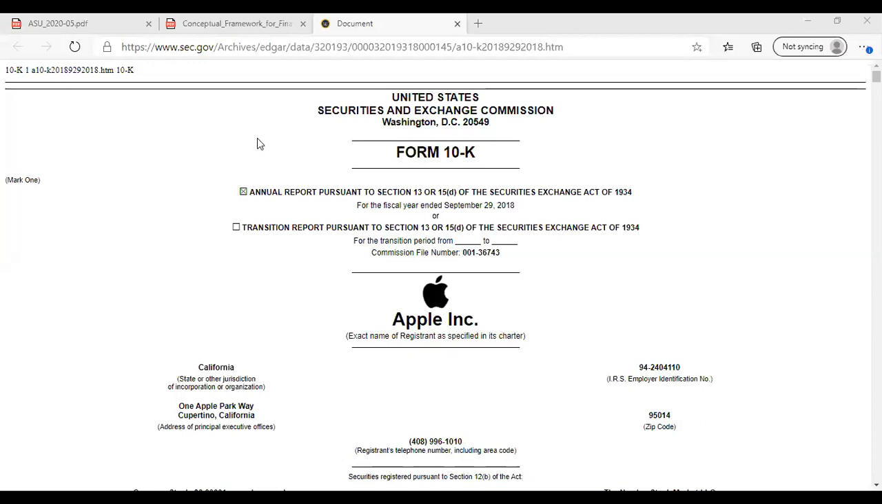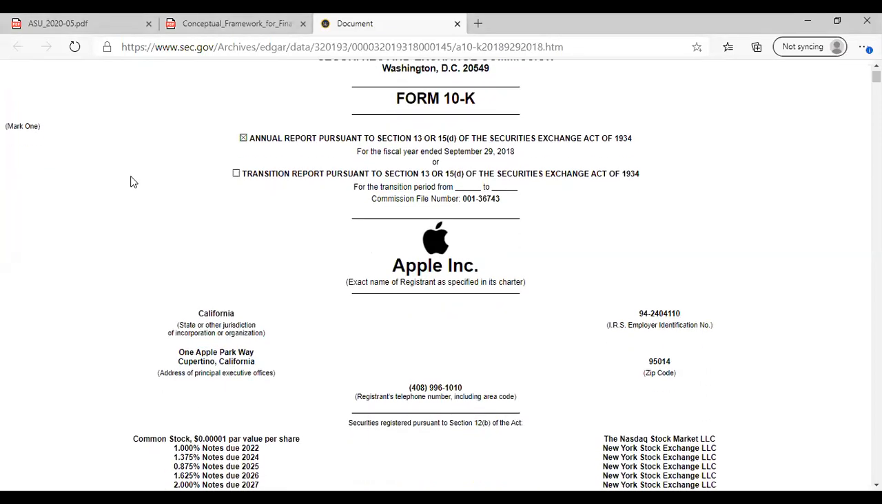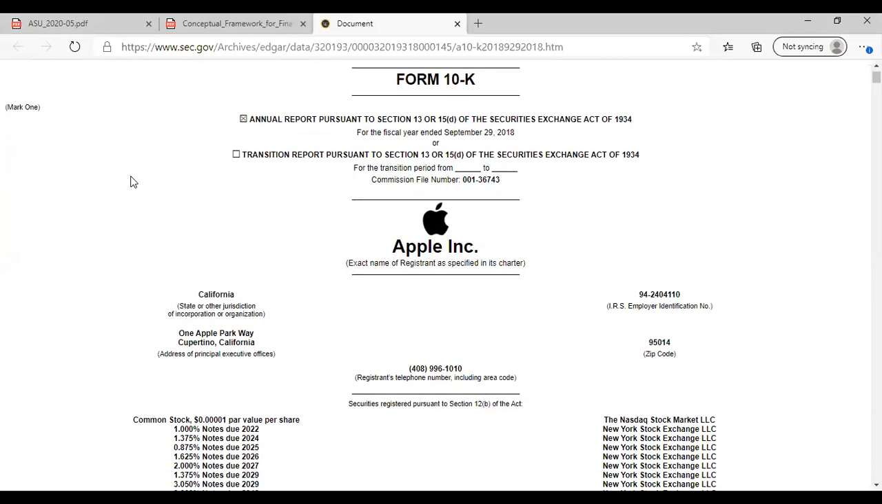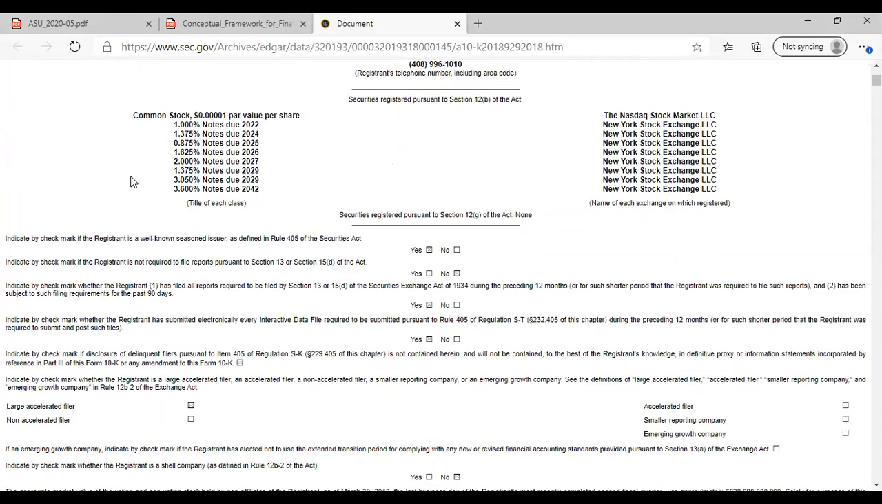And again, every publicly traded corporation is required to submit an annual report to the Securities and Exchange Commission, and required to submit audited financial statements to the Securities and Exchange Commission. So here's an example of a 10K, and really you could do a Google search and it would pull up the 10K of any company that you wanted to look at.